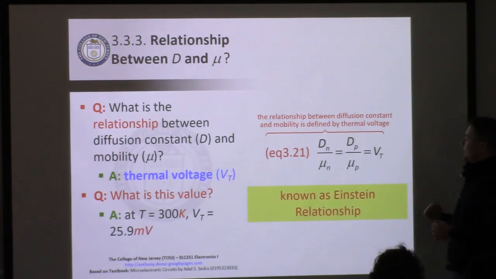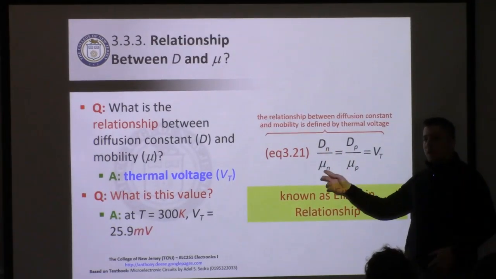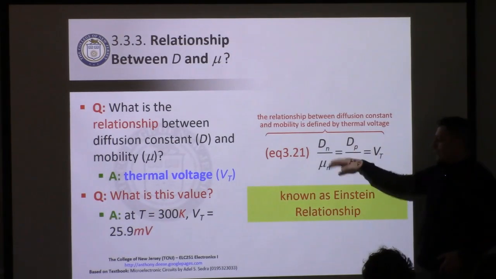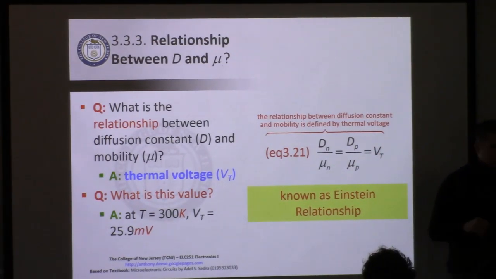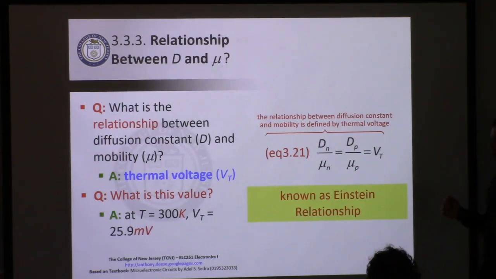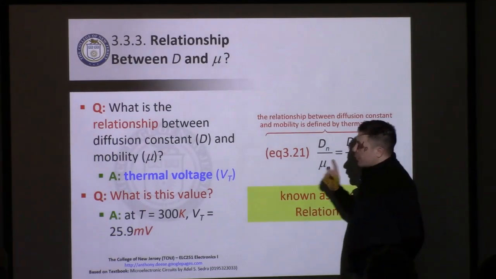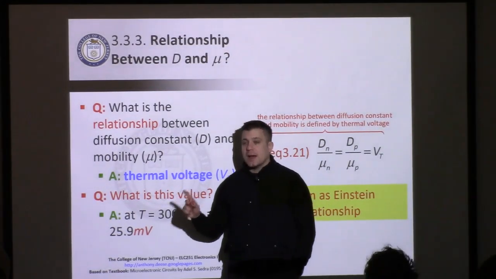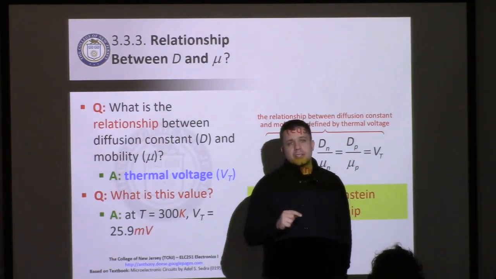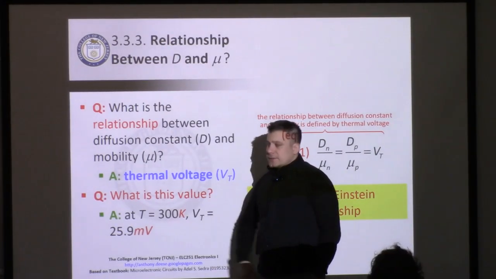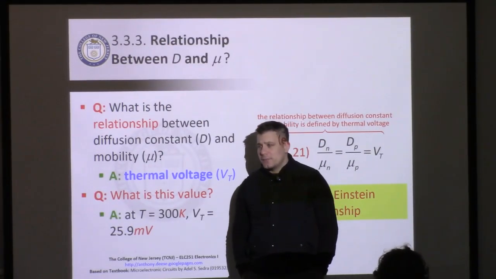This is known as the Einstein relationship. And so what we see is that the ratio of Dn over mu n will be equal to the ratio of Dp over mu p, which is equal to something we call the thermal voltage. Now, this is not going to come up a lot in later parts of the chapter, nor particularly in the problems that much. But this VT does. So this thermal voltage we're going to use a lot, especially when we get to characterizing the VI relationship for the PN junction. At 300 Kelvin, it's going to be somewhere between 25.8 and 25.9 millivolts.